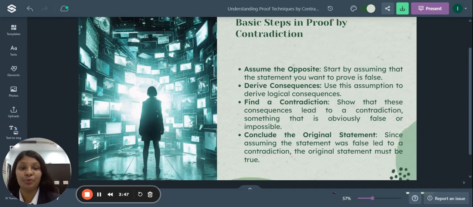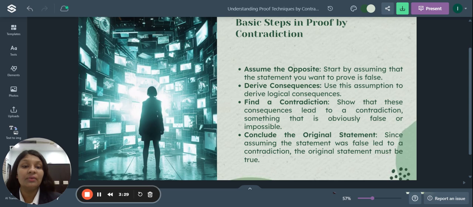Basic steps in proof by contradiction. There are four basic steps for proof by contradiction. First, assume the opposite. Second, derive the consequences. Third, find a contradiction. Fourth, conclude the original statement. Let's start with the first topic.